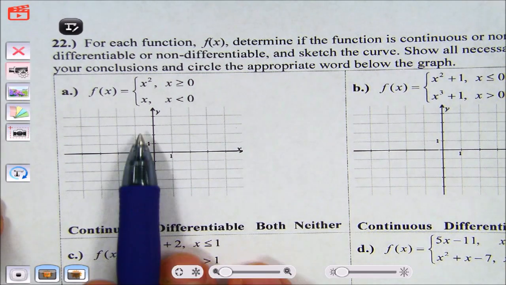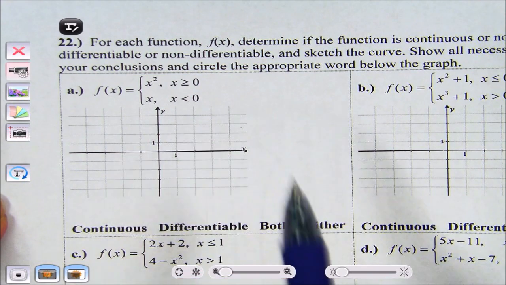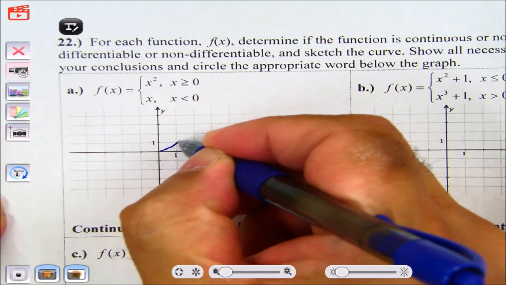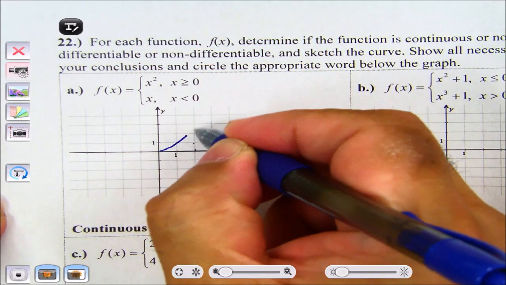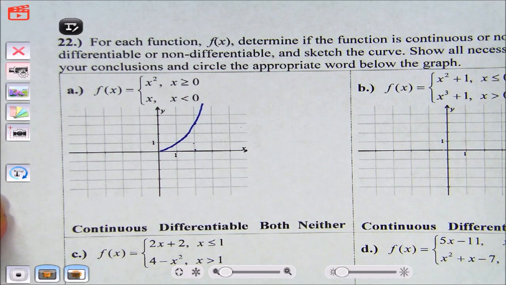Alright, so looking at this function, x squared and x. So x squared, where x is greater than or equal to 0, looks like this. Let's see, at 2, it's what, 4? So it looks like that. Do you understand what I just did?